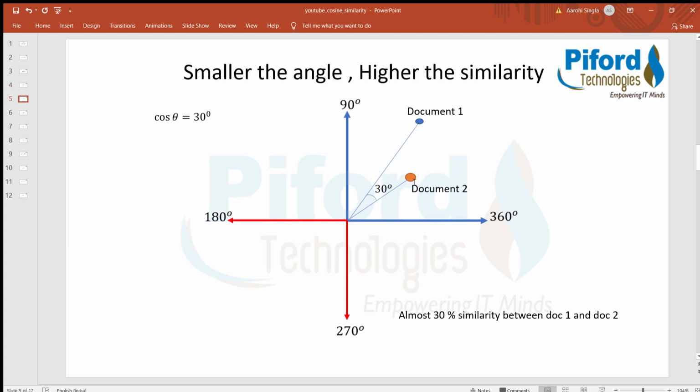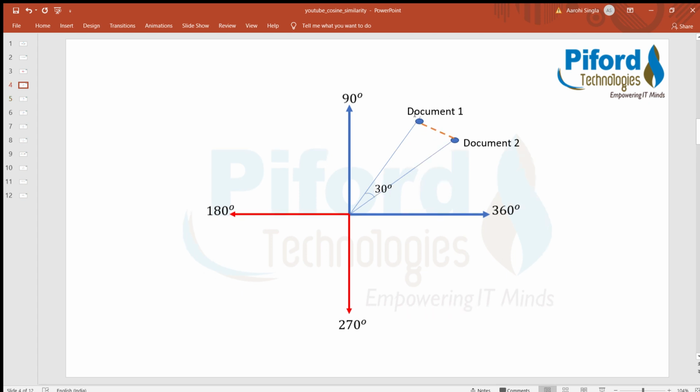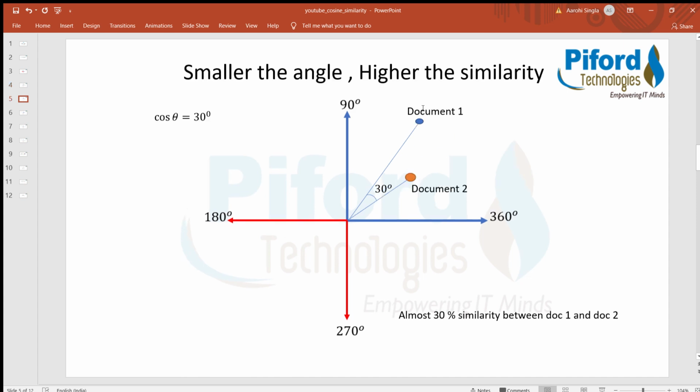Let's consider this image again. We have two documents, one over here and the other over here, and we want to see the similarity between them. In the previous image the magnitude was the same, but here the magnitude is different. Let me explain more. Suppose the first document has the word hockey 30 times, and the second document has that word hockey 5 times.